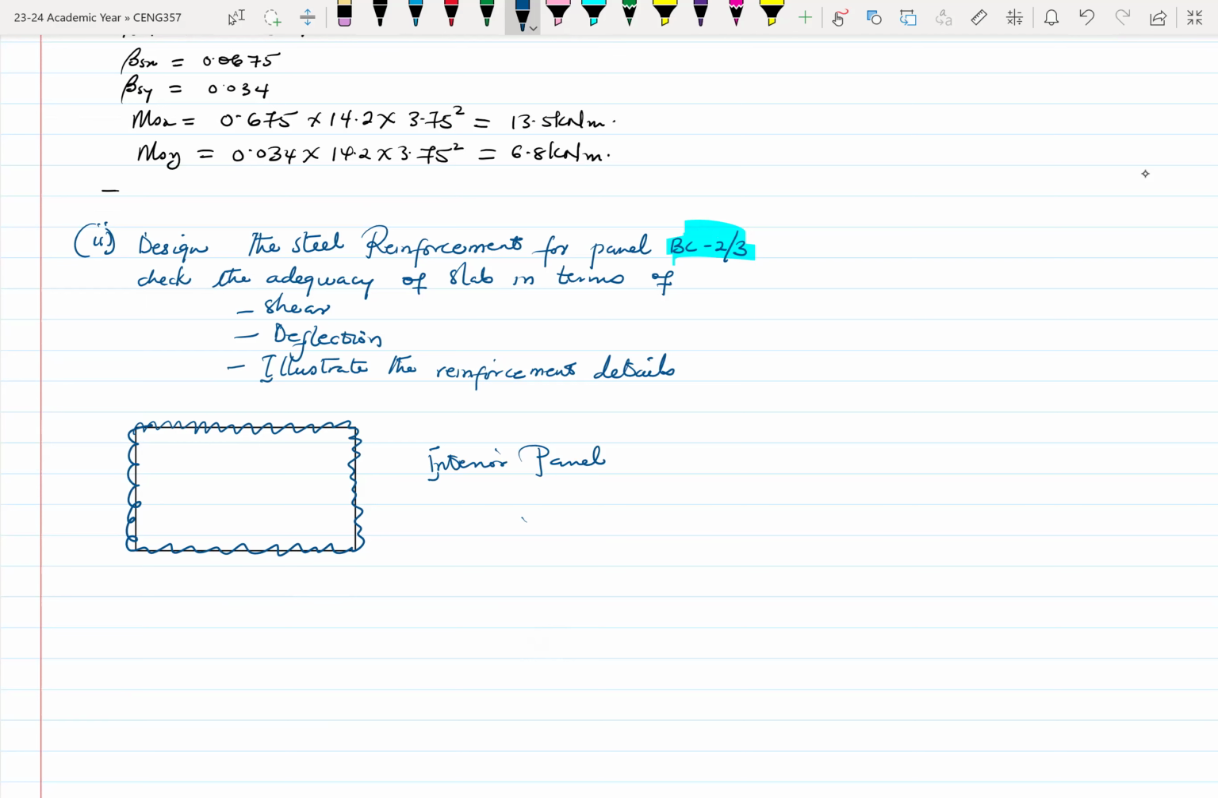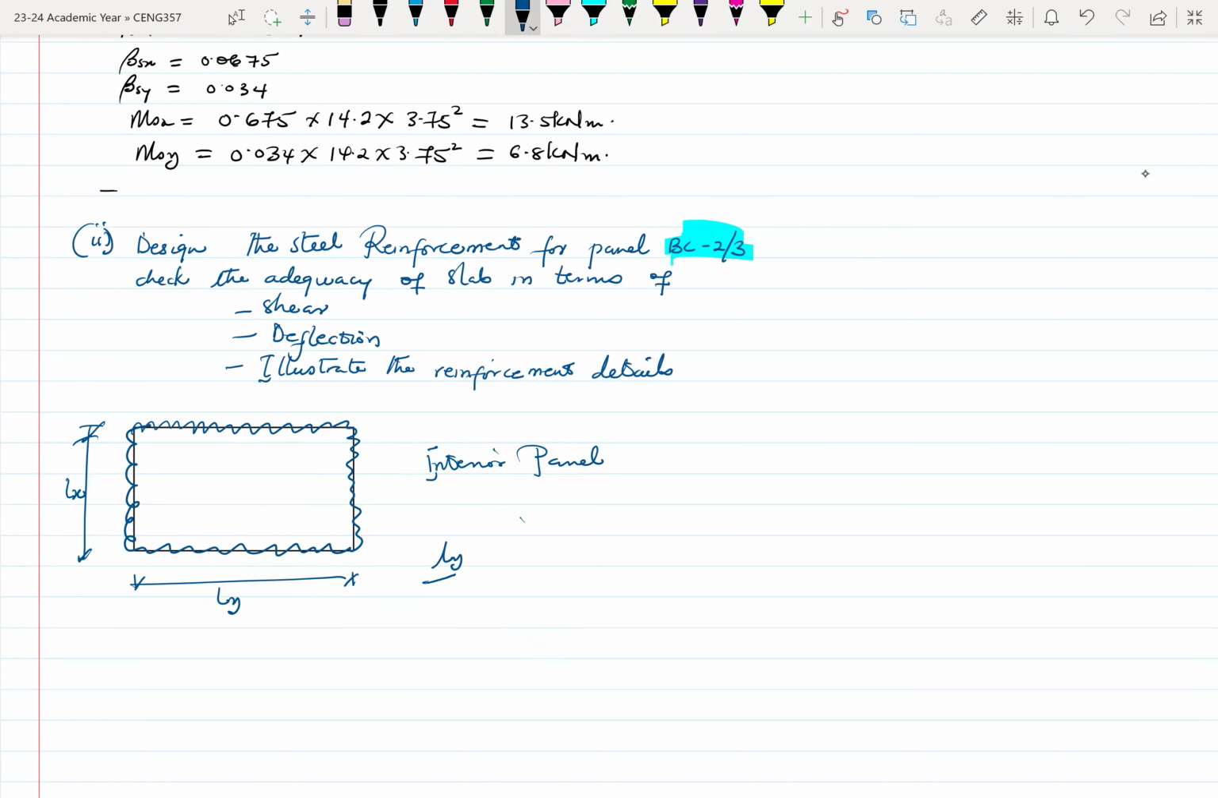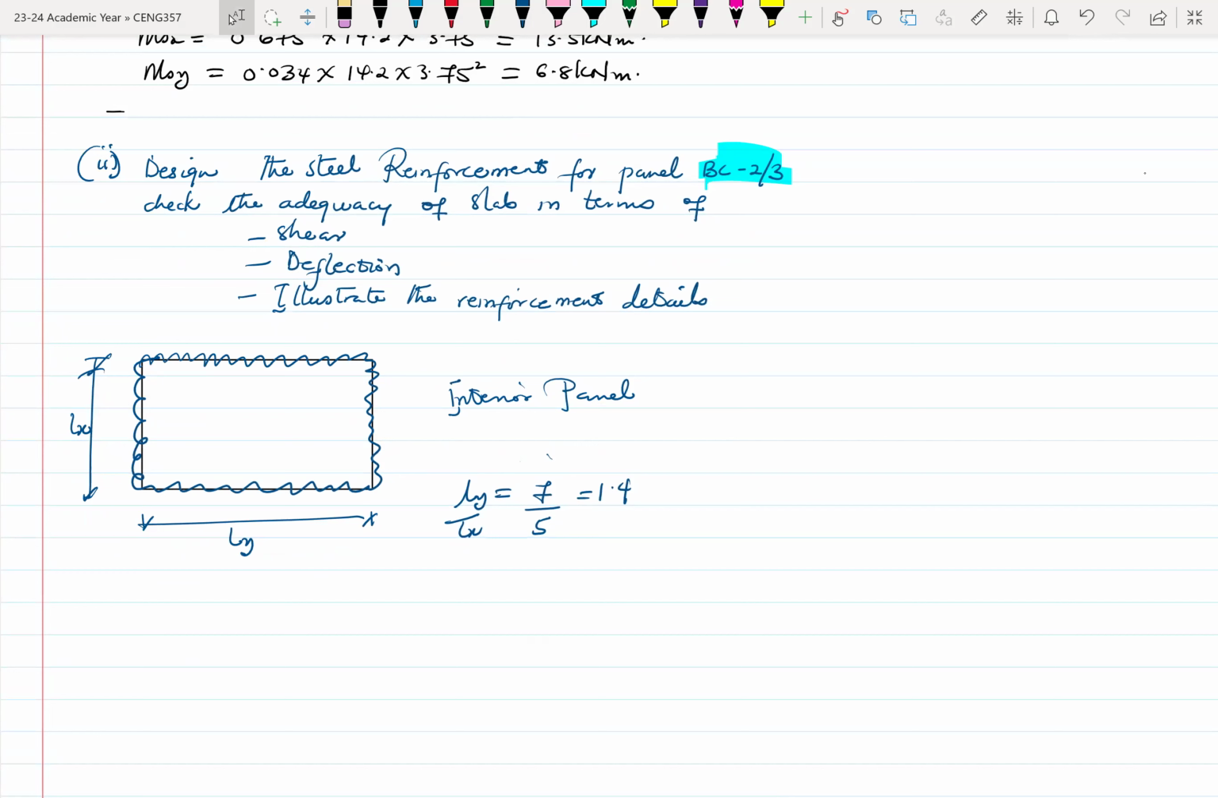So with that, this is our Ly. This is our Lx. So Ly over Lx will be 7 over, I think, 5. So this will be 1.4. And since we are designing this particular panel, it means that we have to find the moment at mid-span and also find the moment at the supports. So we'll have 4 different calculations.